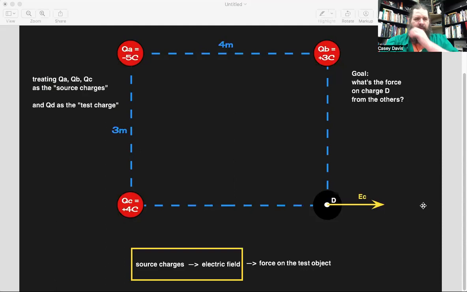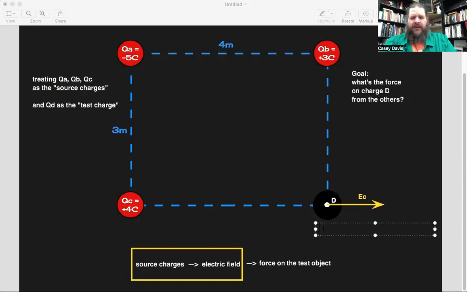We use KQ over R squared. K times what was it? K times Q over R squared. And what's the Q there? Yeah, K times that charge, in this case charge C, divided by R, the distance, squared.